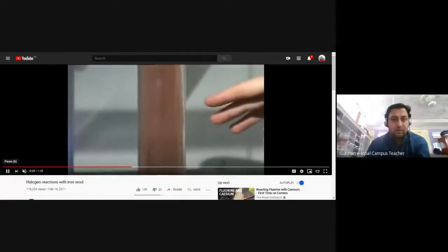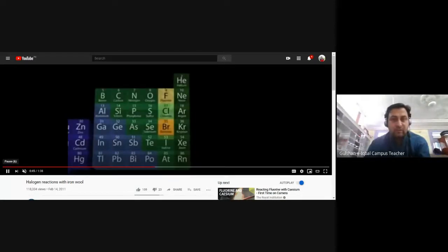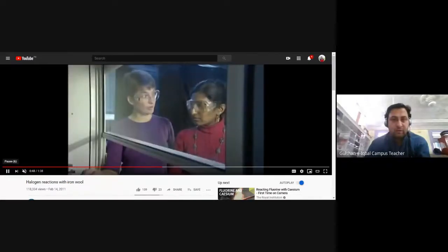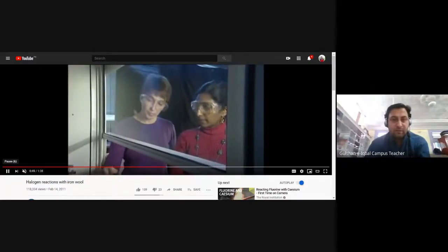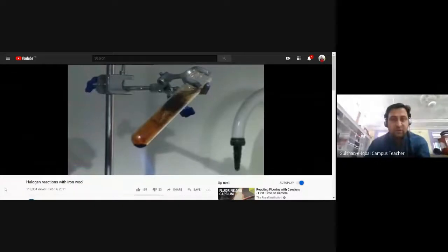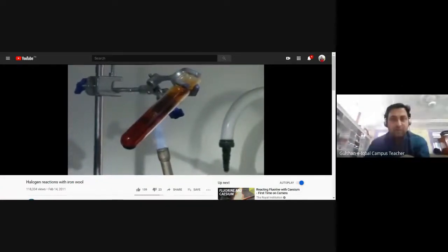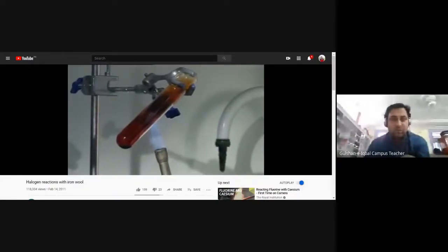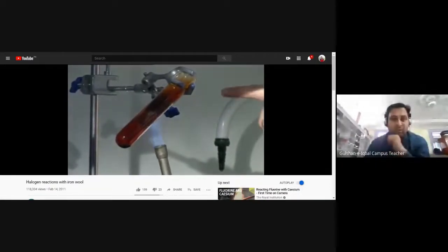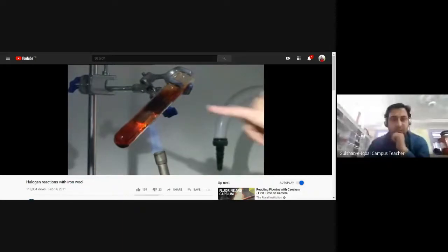You can see inside the gas we have introduced an iron wool. That was chlorine. Now see bromine, the second one. We are introducing bromine now. This reaction is going to be a little bit slower than the other one. The chlorine was very reactive, but bromine on the other hand is less reactive. You can see the iron is being heated, and the reaction is not that much.